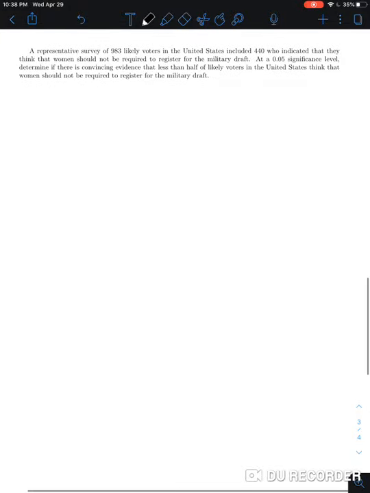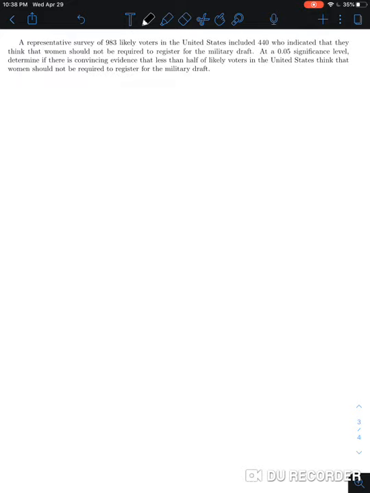So let's do another example. So say a representative survey of 983 likely voters in the United States included 440 who indicated that they think that women should not be required to register for the military draft. So at a 0.05 significance level, determine if there is convincing evidence that less than half of likely voters in the United States think that women should not be required to register for the draft.